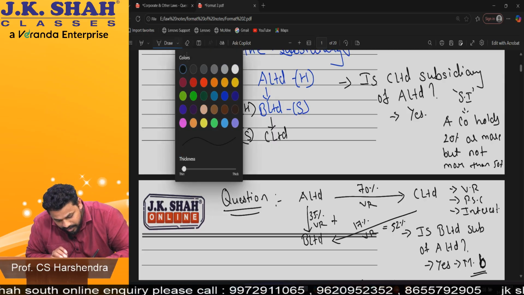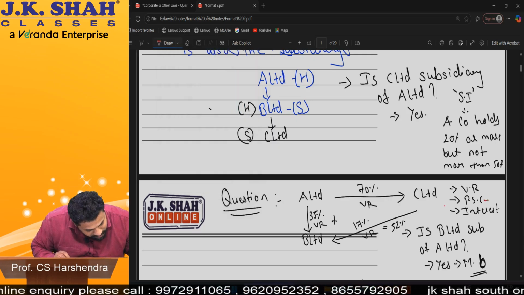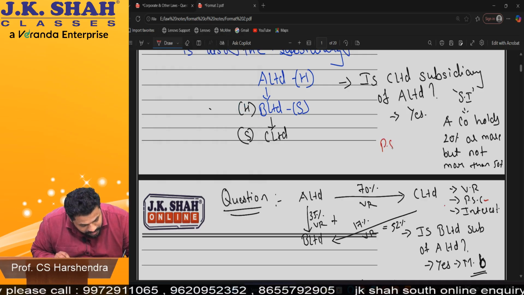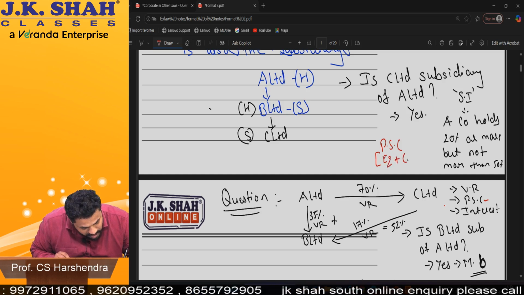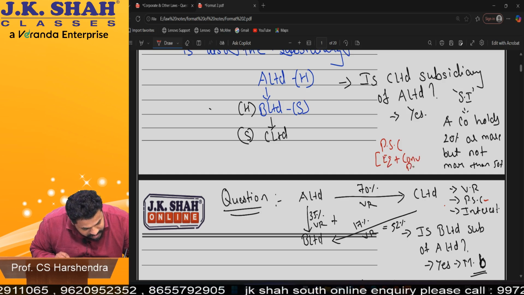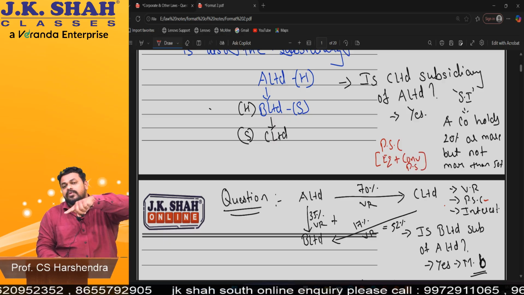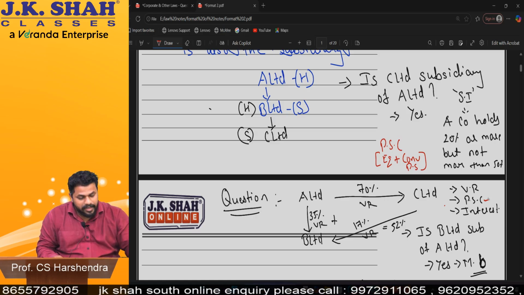Now, something important here. When we say paid up share capital, I am writing here, in paid up share capital you have to consider equity plus convertible preference share capital. Both have to be considered. But in holding subsidiary, only equity. Am I clear with this?